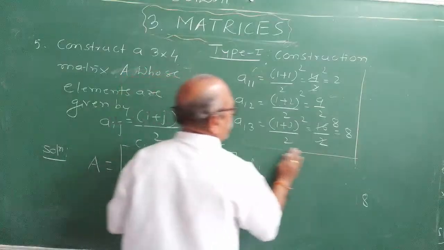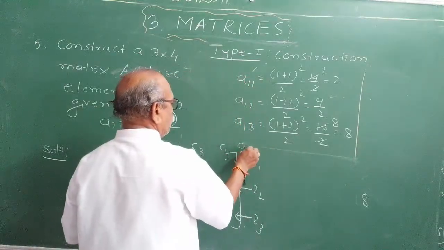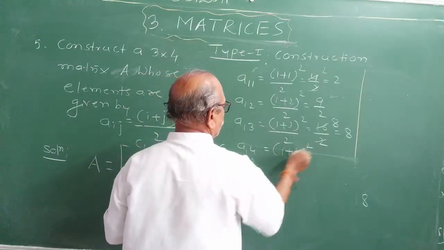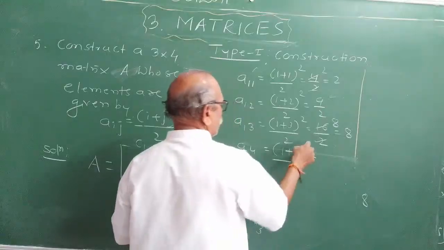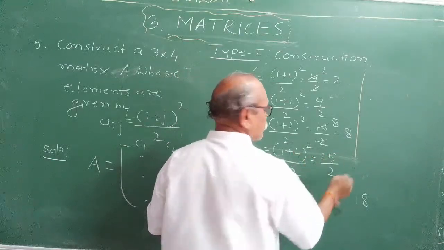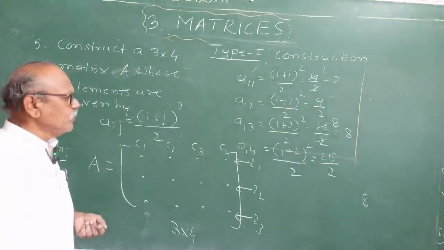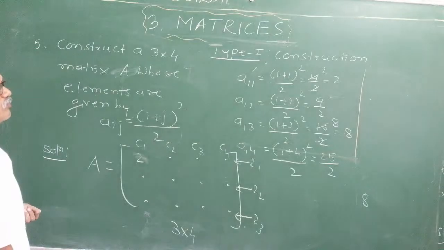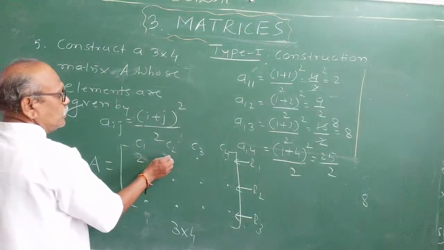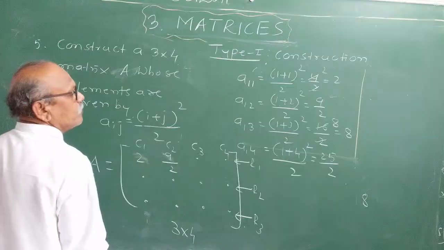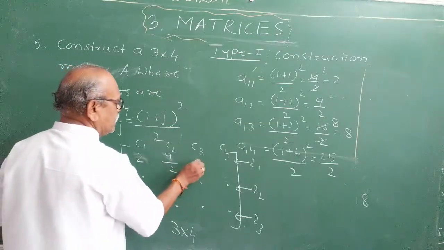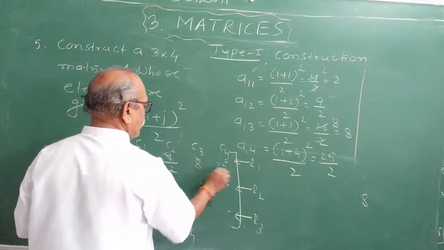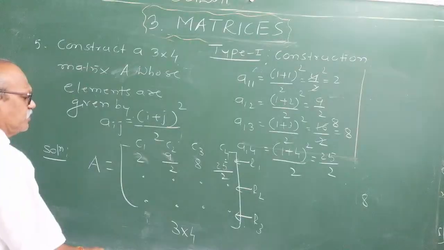Or even you can take A14, first row, fourth column. The element will be (1 plus 4) whole square upon 2. 4 plus 1 is 5, square is 25 upon 2. You can write the elements here. A11 is equal to 2, and A12 is 9 by 2, A13 is 8, A14 is equal to 25 by 2.